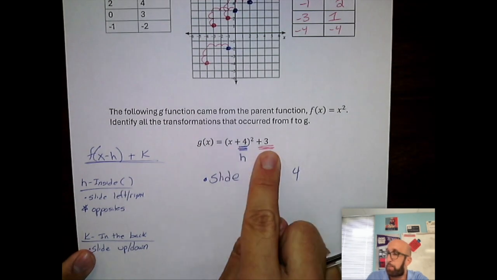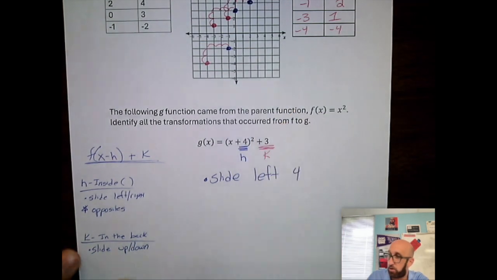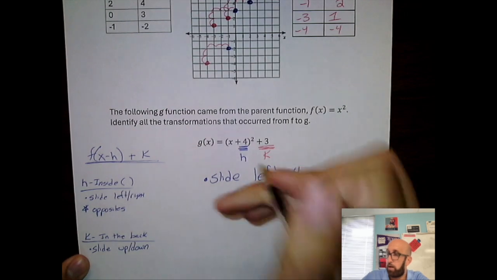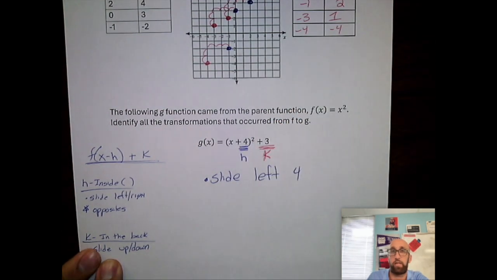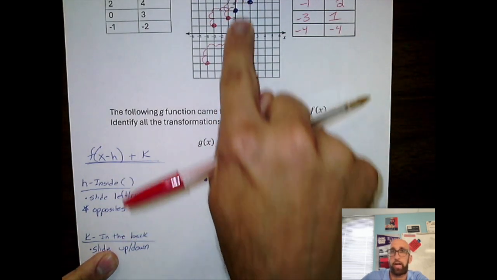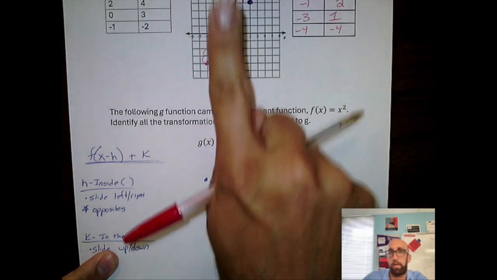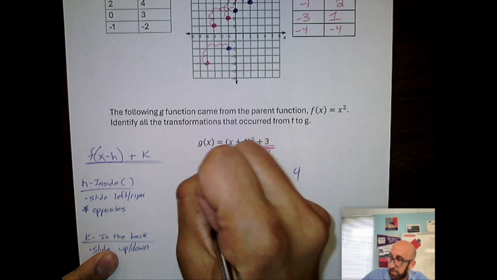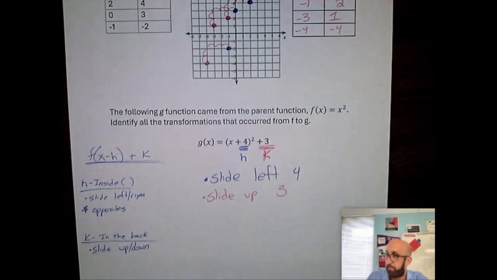It is in the back, outside the parentheses, so I know it is a k. So I know we're either sliding up or down. And k is nice and friendly to us because positives are going to send you up and negatives are going to send you down. Positives on the y-axis are up, negatives on the y-axis are down. I see a plus 3, so we're going to slide up 3. And that is how you identify transformations.